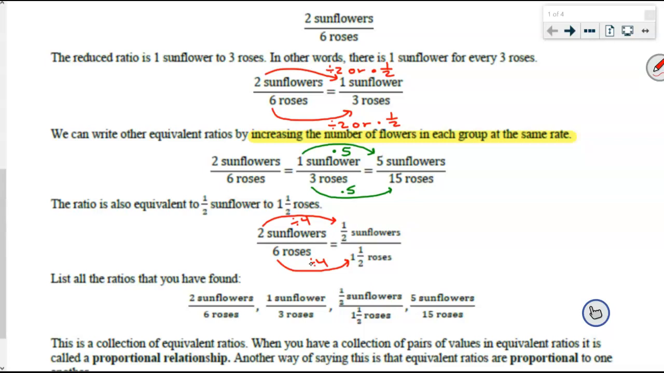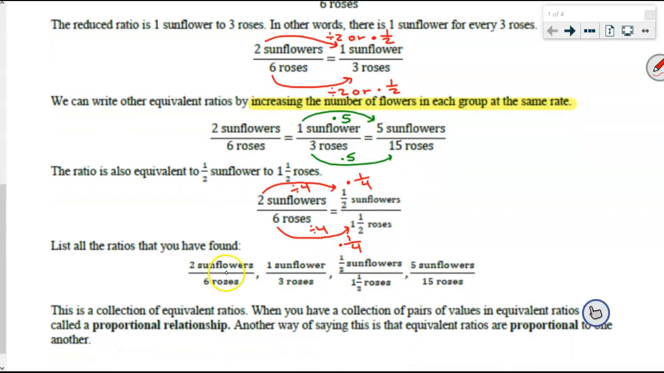Yes, Gunnar. Yes, great connection. Again, when we recognize that we are dividing by 4, that is the same as multiplying by its reciprocal, the fraction 1/4. Again, great connections to make to our last unit. Now, list all the ratios we found.